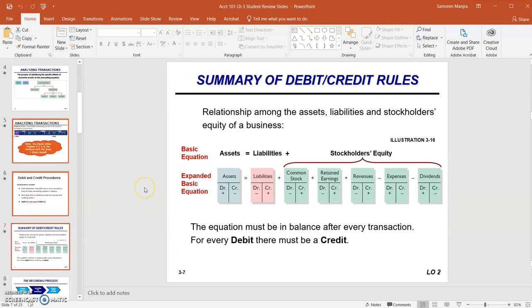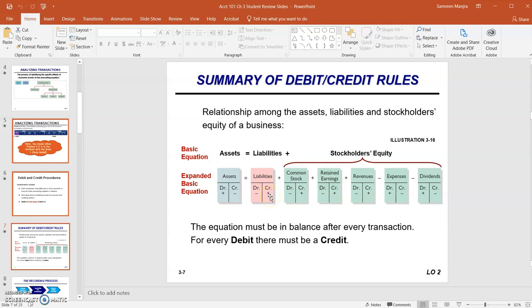So this slide is a summary of the debit and credit rules, and you can see that for assets, when they increase, there is going to be a debit recorded. DR is the abbreviation for debit. When your assets decrease, that is going to be a credit. So for every asset, you want to remember debits are increases, credits are decreases. For your liabilities and stockholders' equity, this is on the other side of the accounting equation. So that means when you are going to have an increase, it's going to do the opposite.